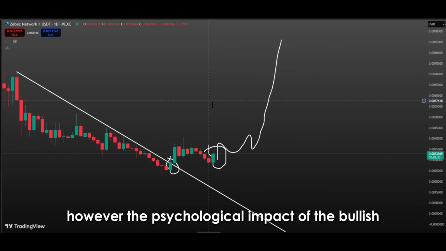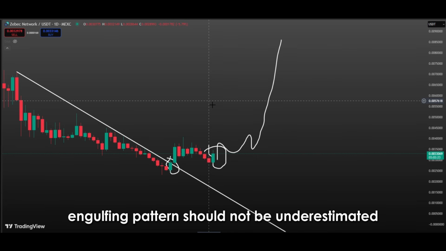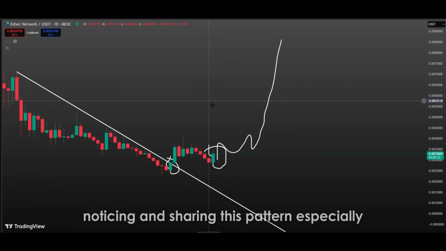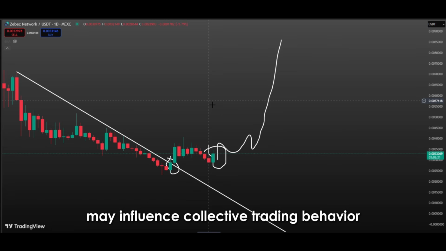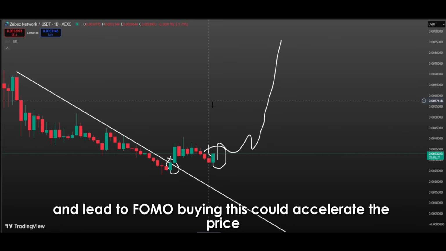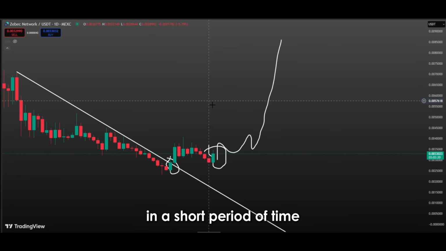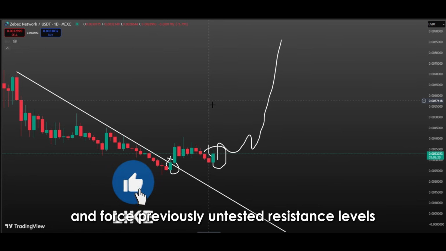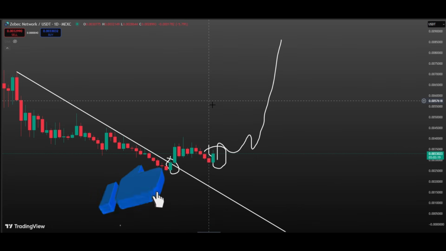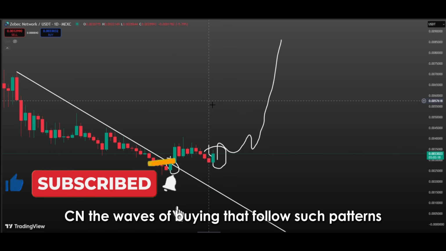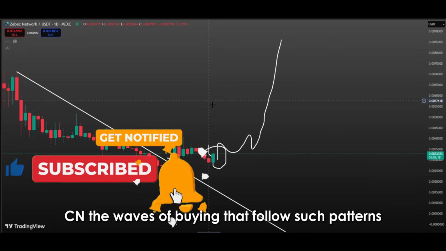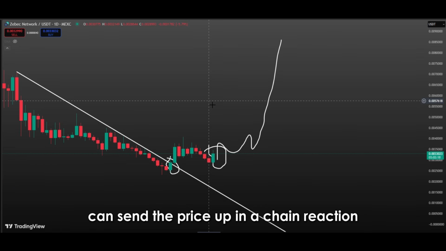However, the psychological impact of the bullish engulfing pattern should not be underestimated. Noticing and sharing this pattern, especially on social media or community channels, may influence collective trading behavior and lead to FOMO buying. This could accelerate the price in a short period of time and force previously untested resistance levels. Especially in projects with upside potential, such as Zbcn, the waves of buying that follow such patterns can send a price up in a chain reaction.